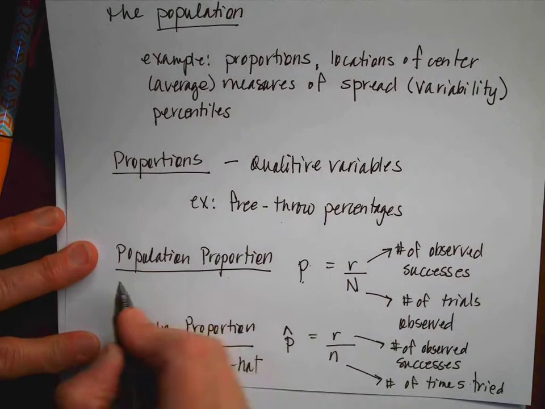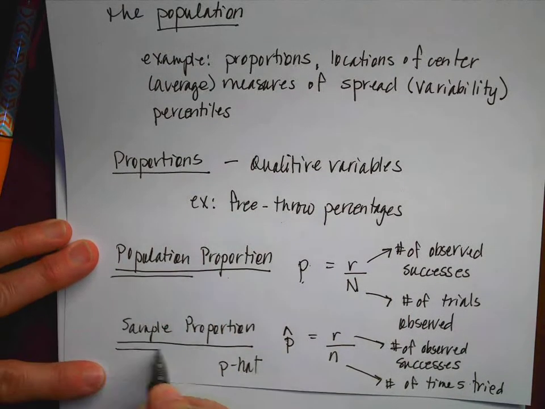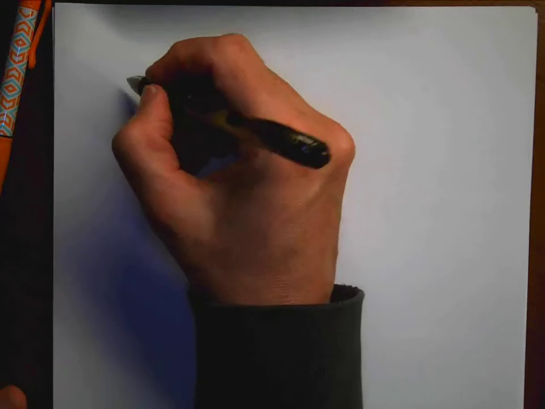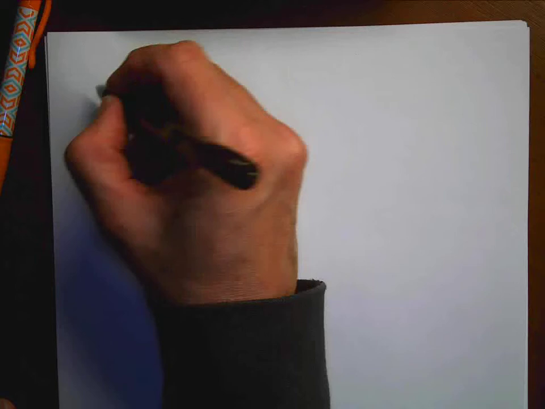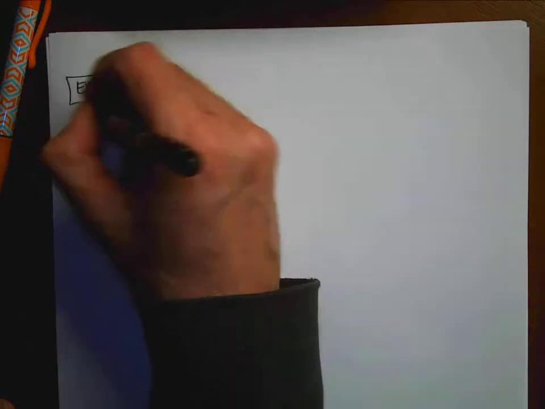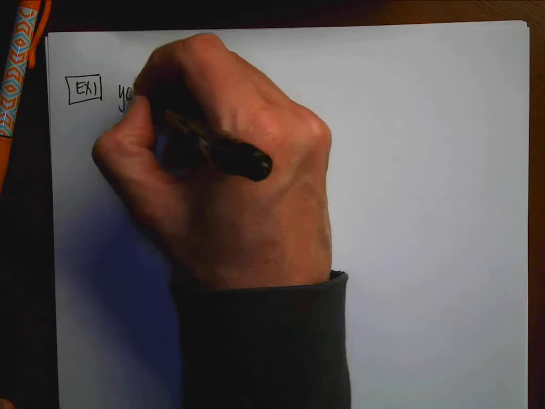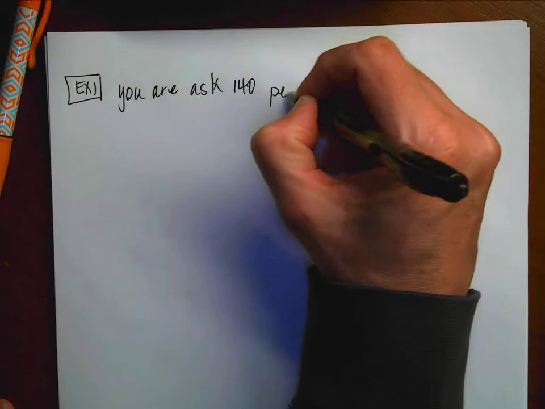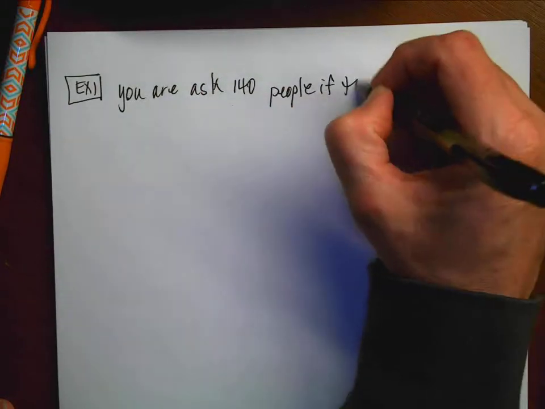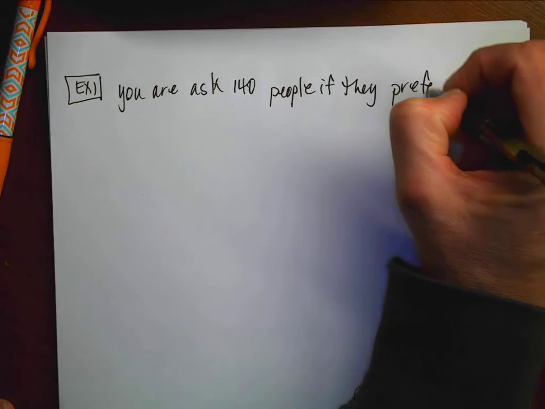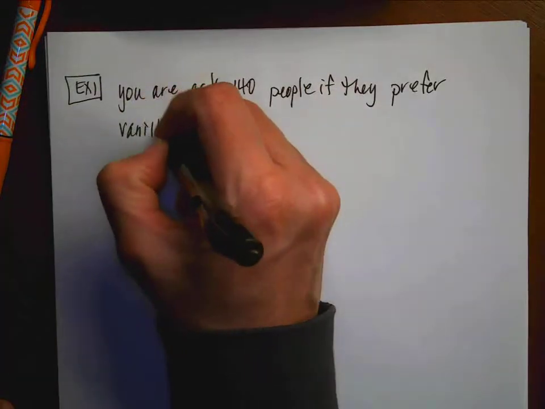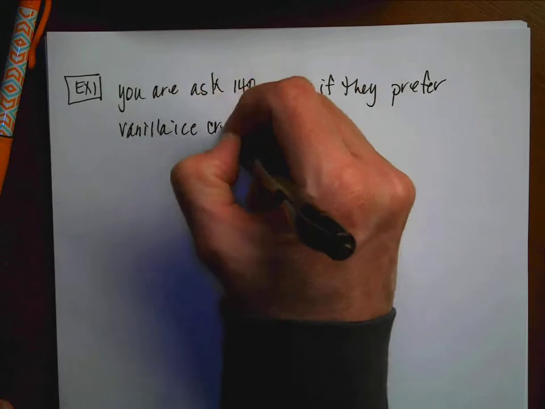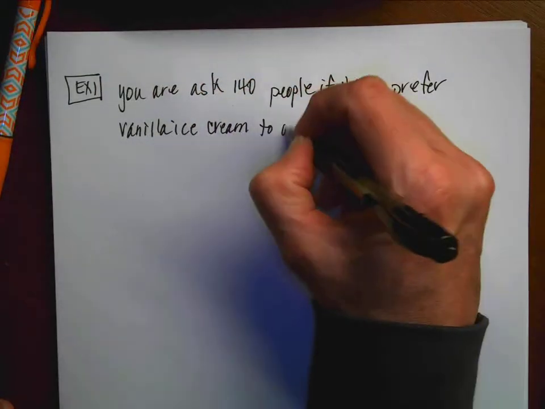A regular P just means that we're talking about the population. P hat means that we are talking about the sample. So for the majority of this particular course, we're going to be looking at samples and not populations so we can reduce the number of variables that we're looking at. So for example number 1, you are going to ask 140 people if they prefer vanilla, gotta love ice cream, vanilla ice cream to other flavors.